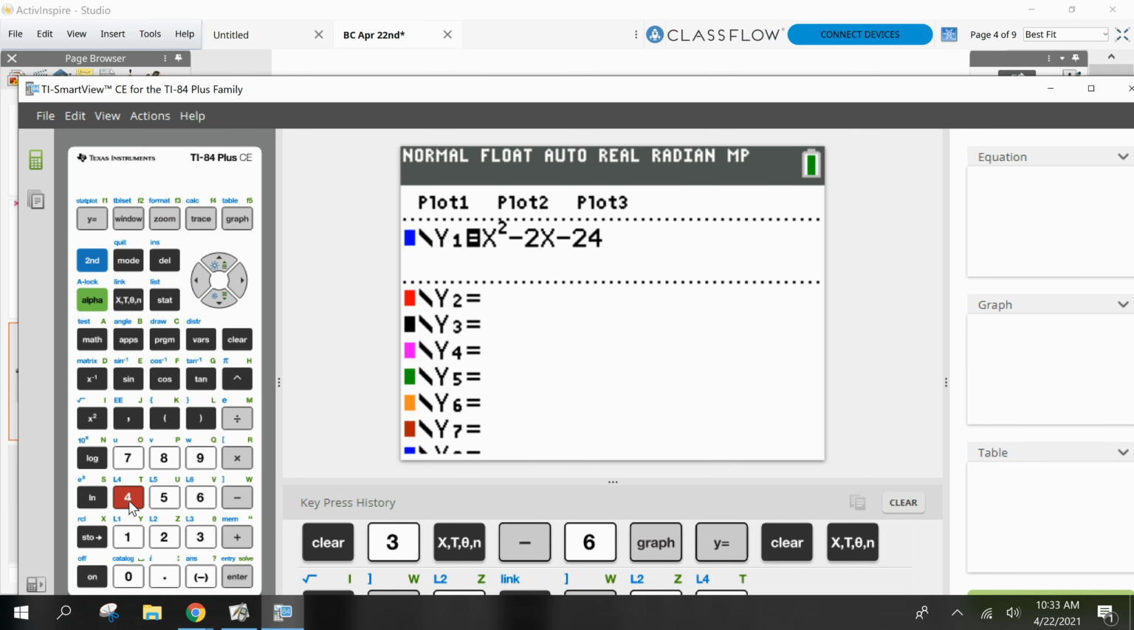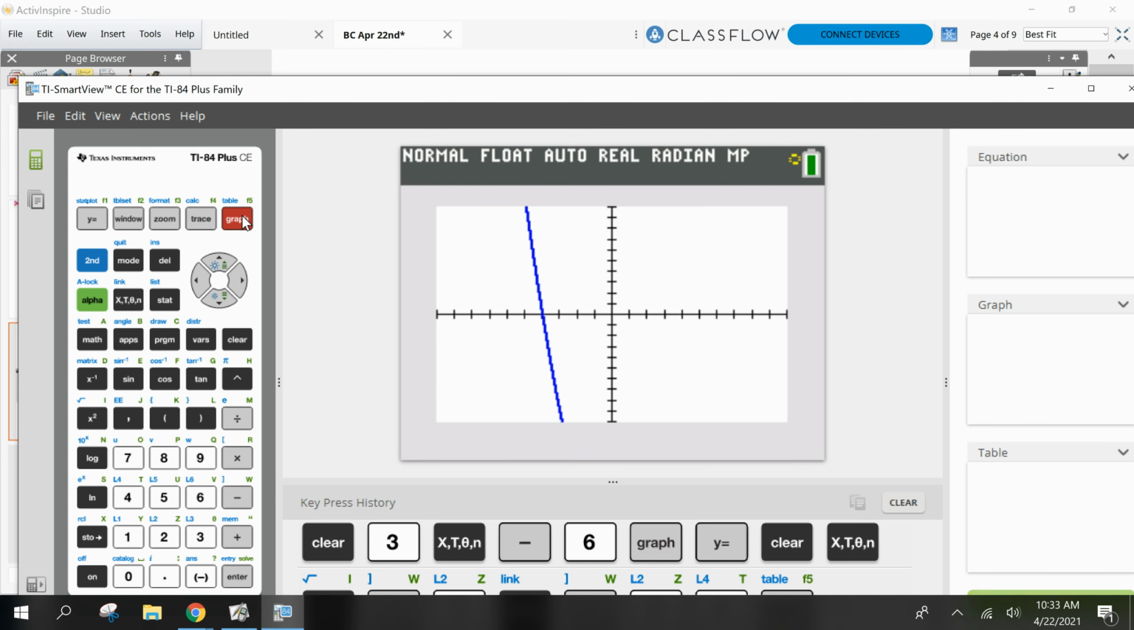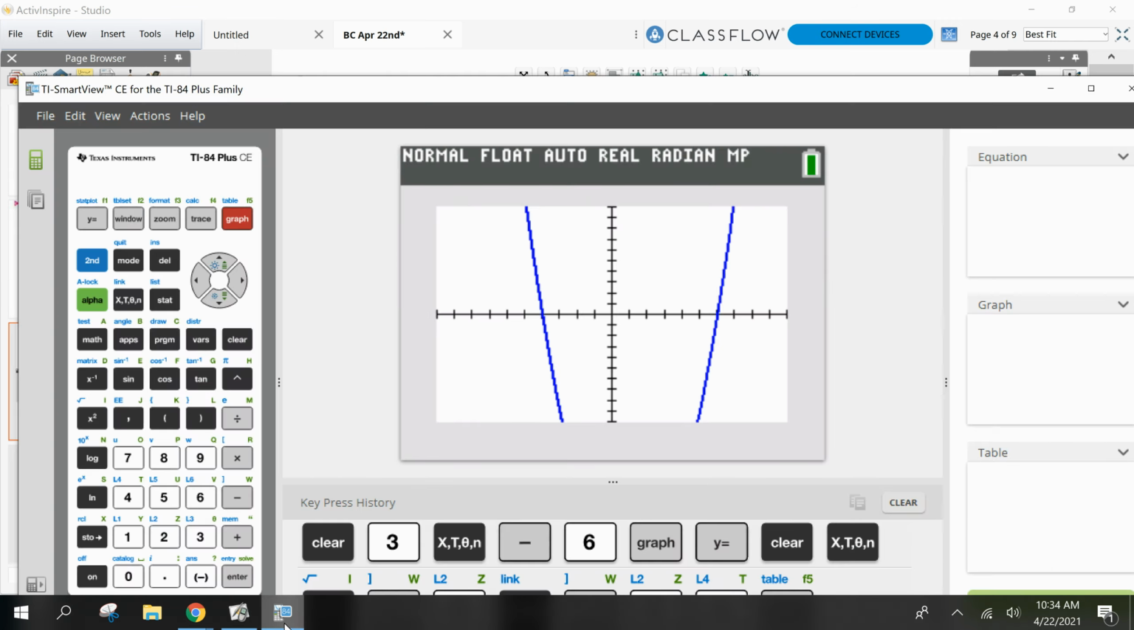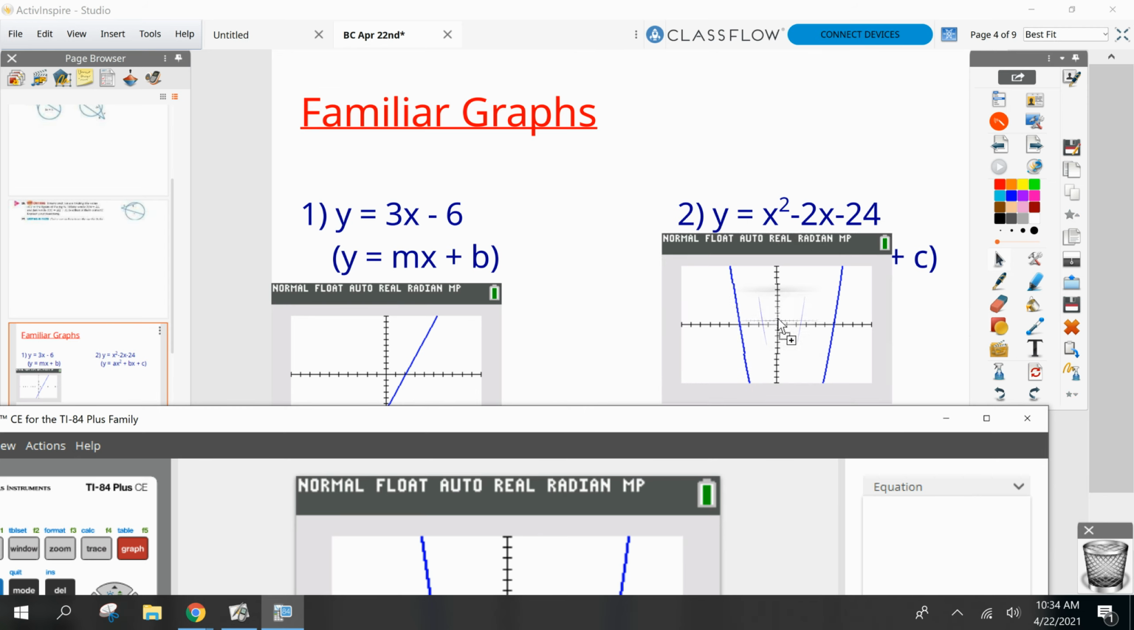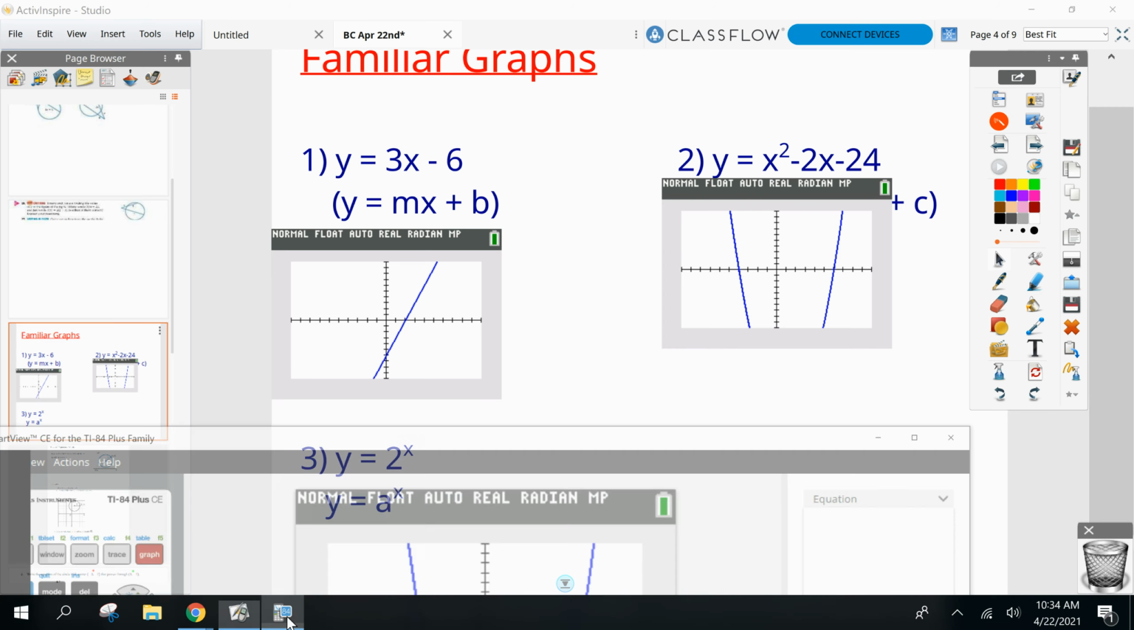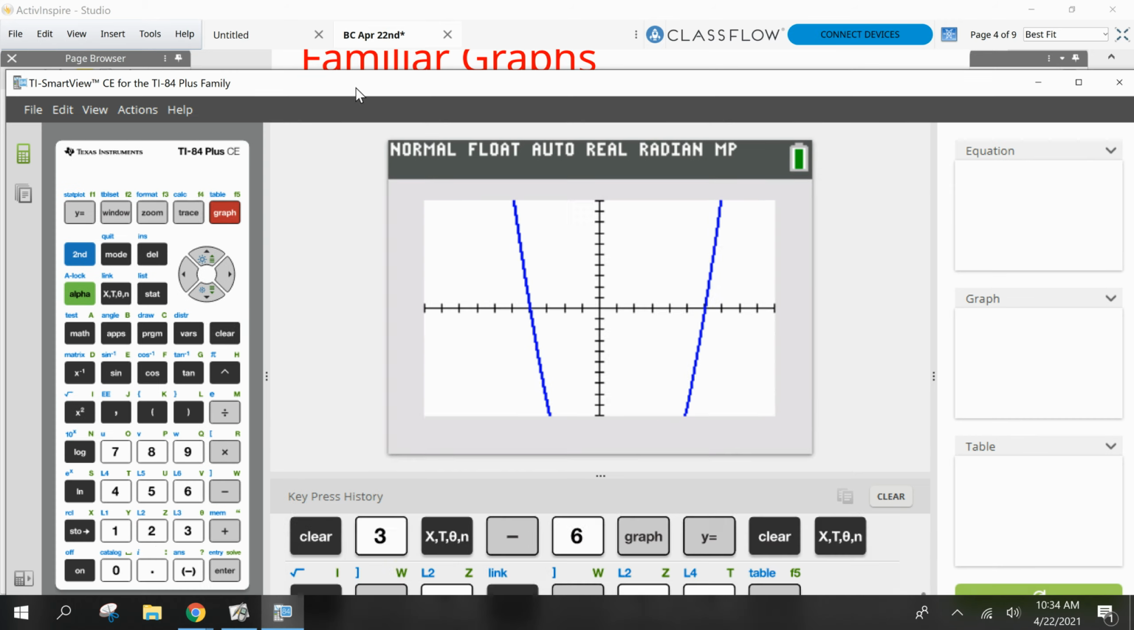Parabola. Yes. You guys exposed to that in Algebra 1, I hope? A parabola? Okay. Anything with x squared is going to be a parabola. Correct. And my last one that you should have been exposed to last year, y equals 2 to the x. What type of graph will that be?